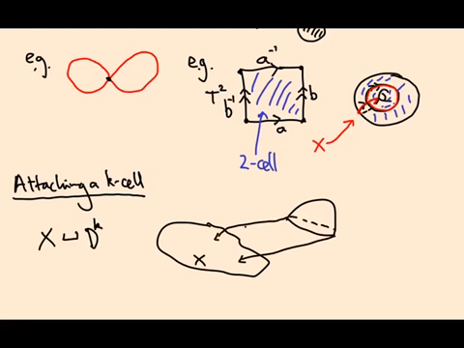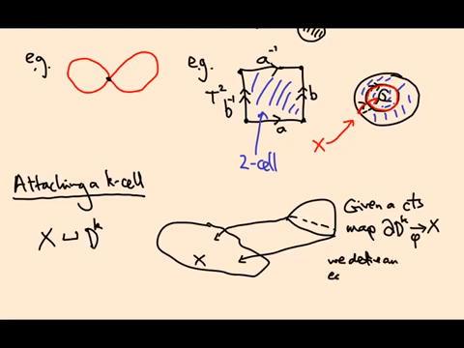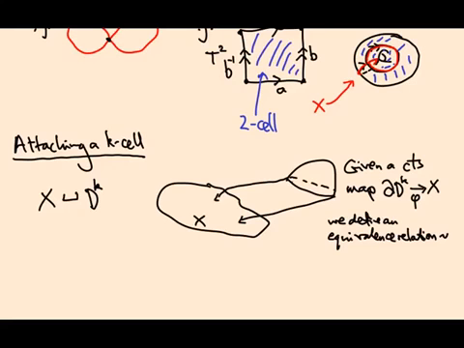So what I need is a map. I'm given a continuous map from the boundary of the k-cell to X. Let's call it phi. We define an equivalence relation, tilde, which is going to identify a point, say z in the boundary of the disk, with its image under this map.